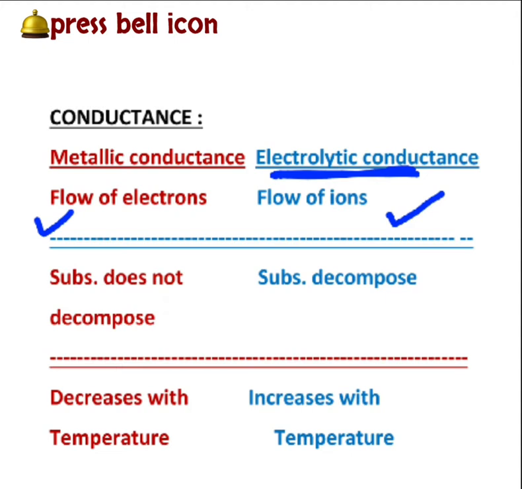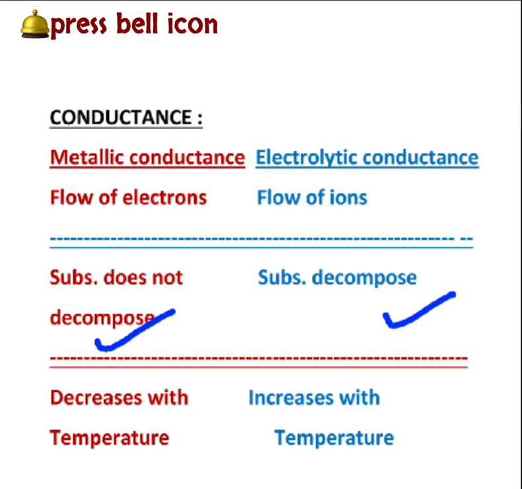Next, metallic conduction involves no change in the chemical properties of the conductor, since the substance does not decompose during this process. Whereas in the electrolytic process, decomposition of the electrolyte takes place. Yes or no? As you take KCl, it decomposes into K+ and Cl- ions as a result of the chemical reaction. That means substance decomposition takes place in the case of electrolytic conduction.